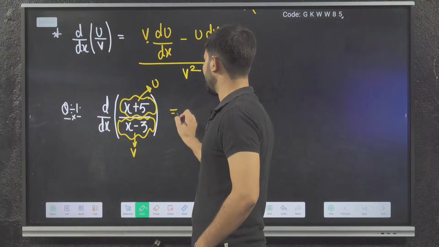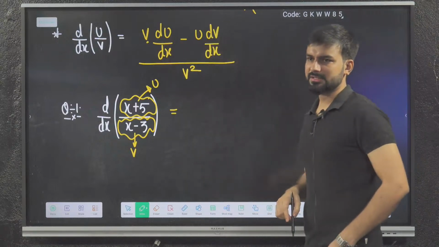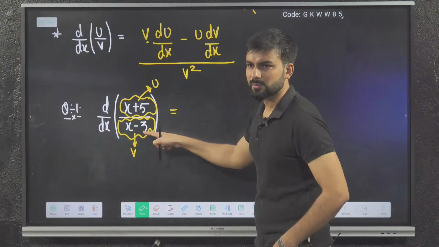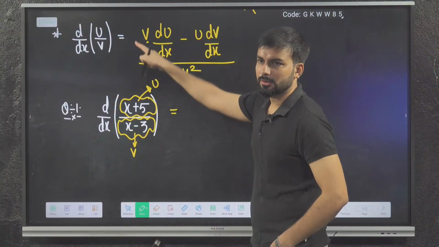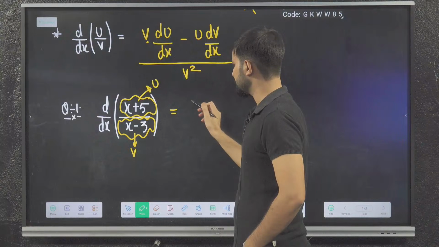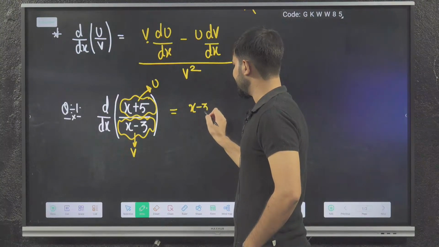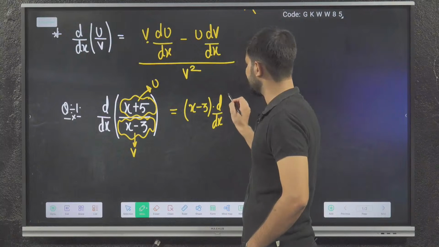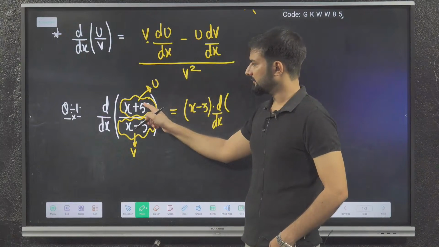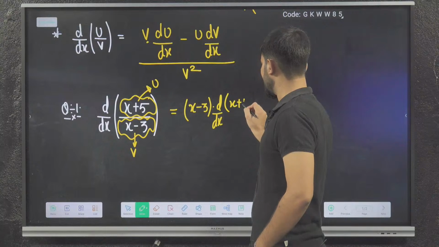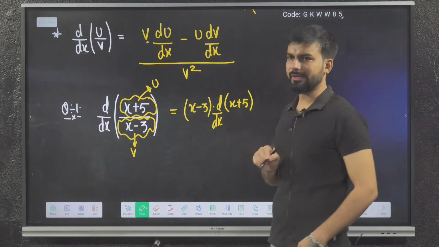So now what is the formula I'm having? This is the formula. Just start putting the values. What is my v here? x minus 3. Put here x minus 3. Second function is x minus 3 into differentiation of first function. What is my first function? x plus 5. Very good.